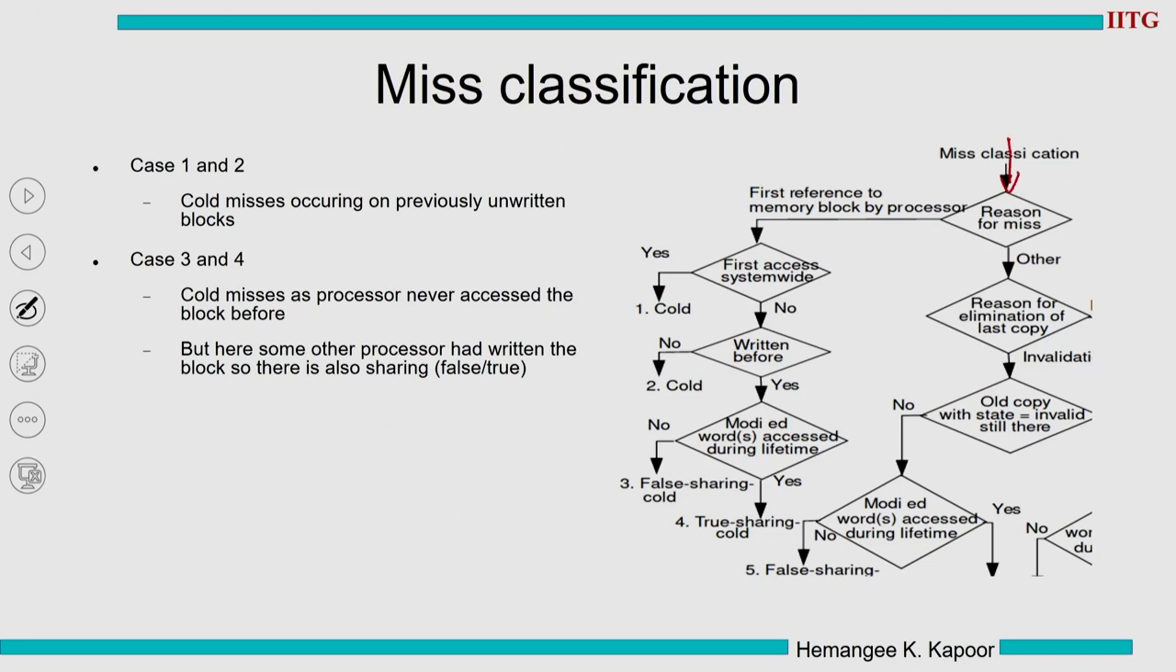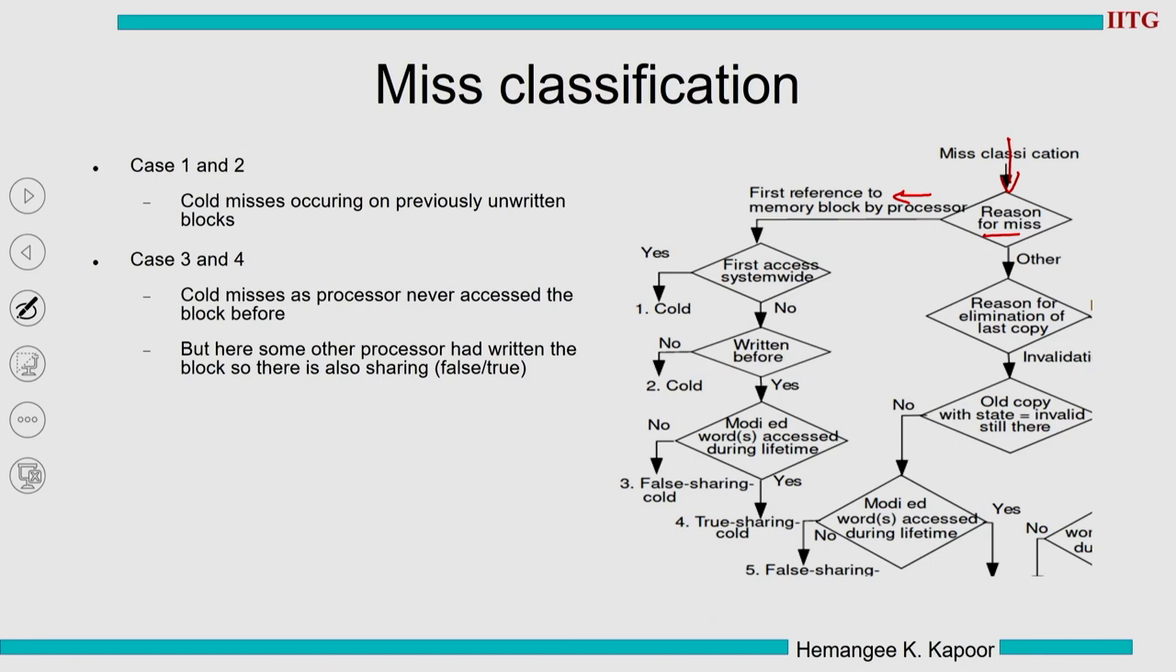When a cache block is accessed and there is a cache miss, we need to identify the reason for the miss. That is, it is not a cache hit but a miss, so what is the reason? The first path I will take is here. This is the first reference to this block by this particular processor, right? So this processor has never accessed this block. It is the first time I'm accessing this block. So I will take this left hand side path.